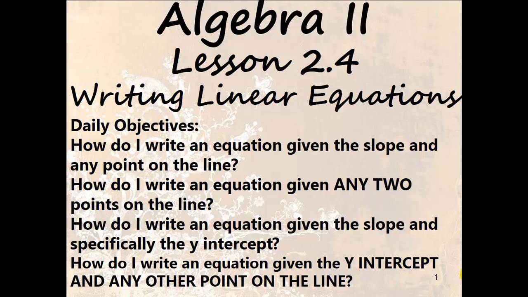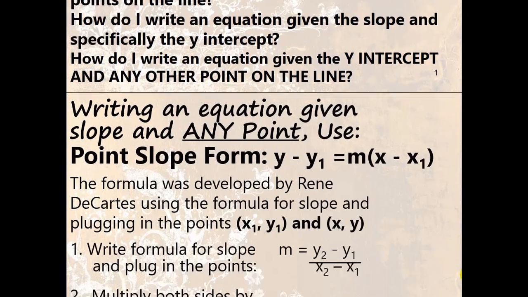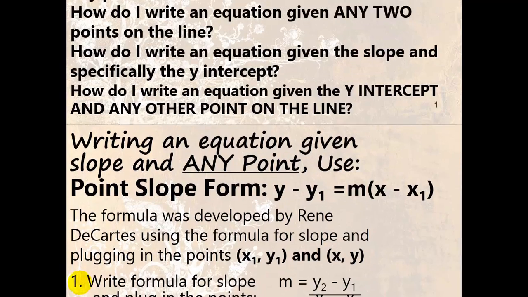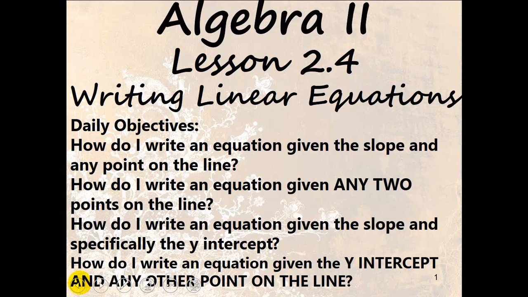So our objectives today are how do I write an equation? How do I write an equation given the slope and any point on the line, any point? How do I write an equation given any 2 points on the line? How do I write an equation if I know the slope and specifically the y-intercept?